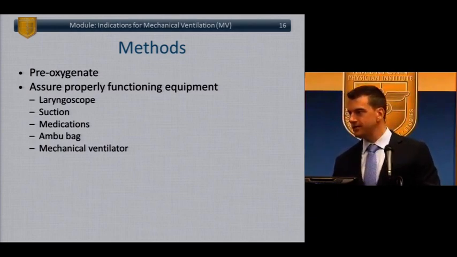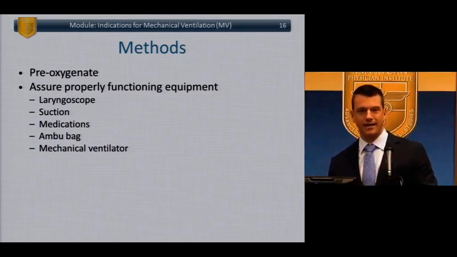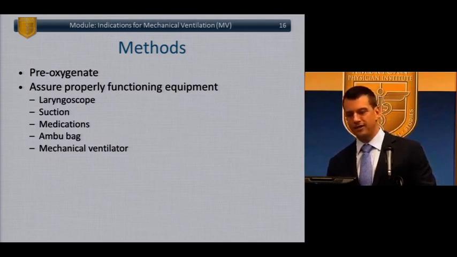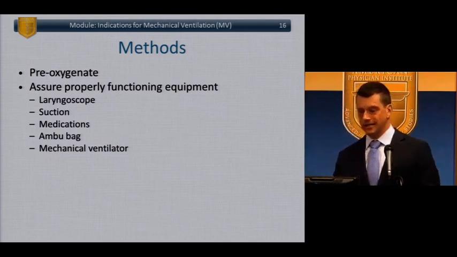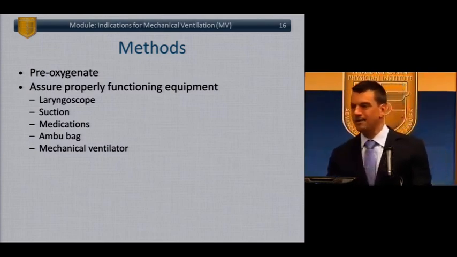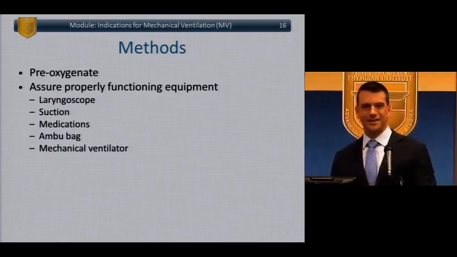You need suction, you need the correct medications, an ambu bag, and a mechanical ventilator handy. You don't want to just intubate somebody and then take someone out of the game. So these are all things you want to make sure are there and that they're functioning. One of the most common things people have is they get that laryngoscope and they throw it in after they're paralyzed and the light doesn't work.